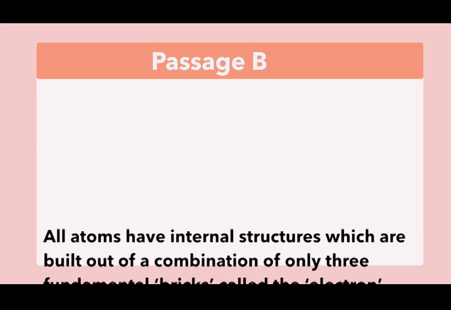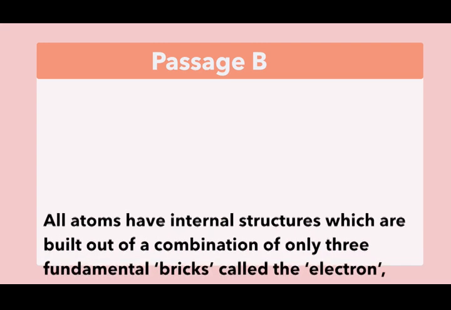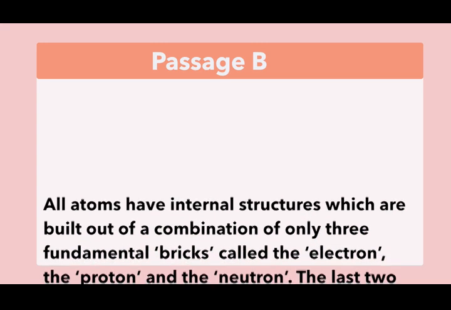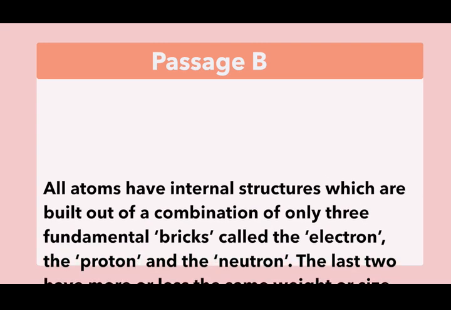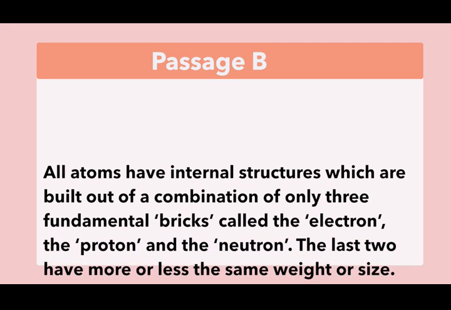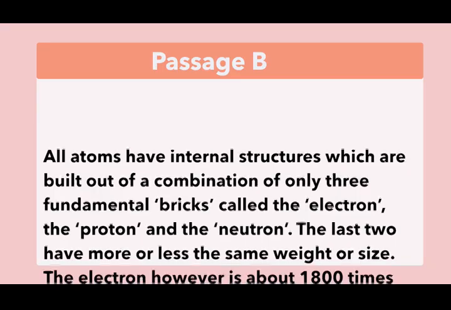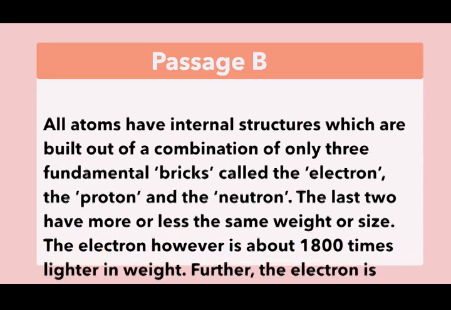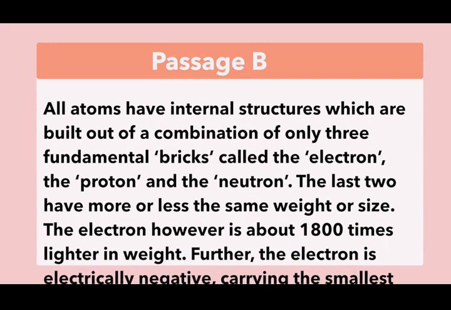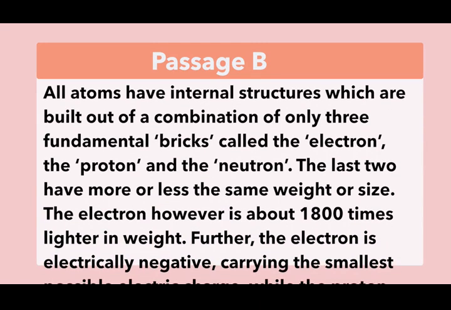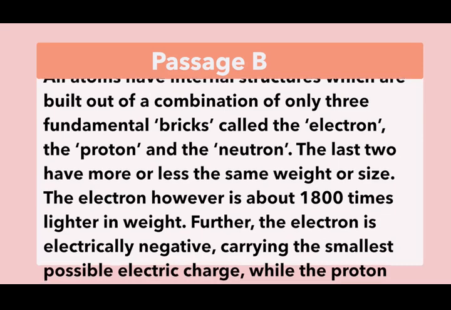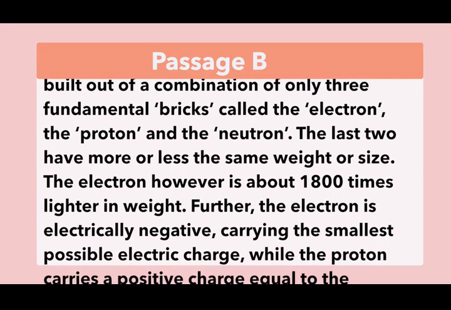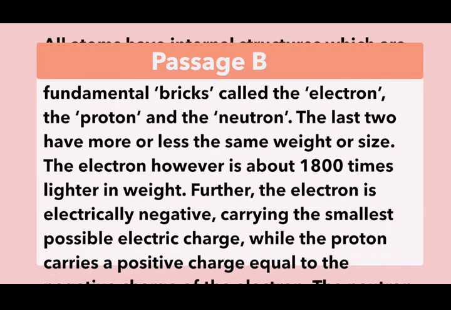All atoms have internal structures which are built out of a combination of only 3 fundamental "bricks" called the electron, the proton, and the neutron. The last two have more or less the same weight or size. The electron, however, is about 1,800 times lighter in weight.